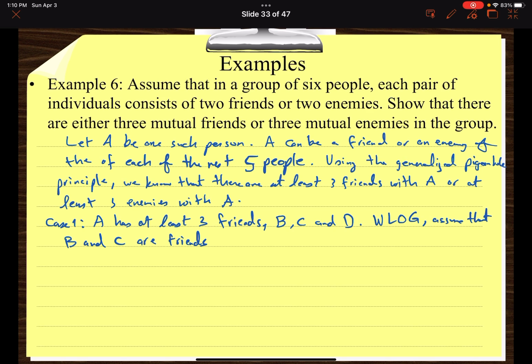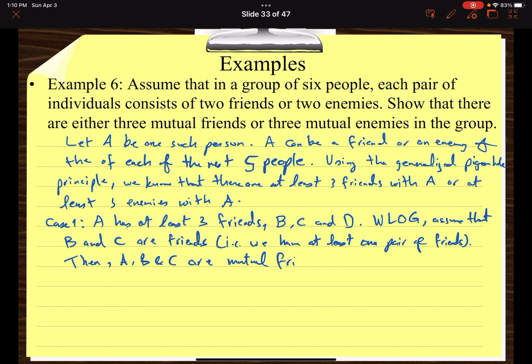Okay, between brackets, i.e., we have at least one pair of friends. Then we are done, right? Yes. Then A, B, and C are mutual, what? Are mutual friends.